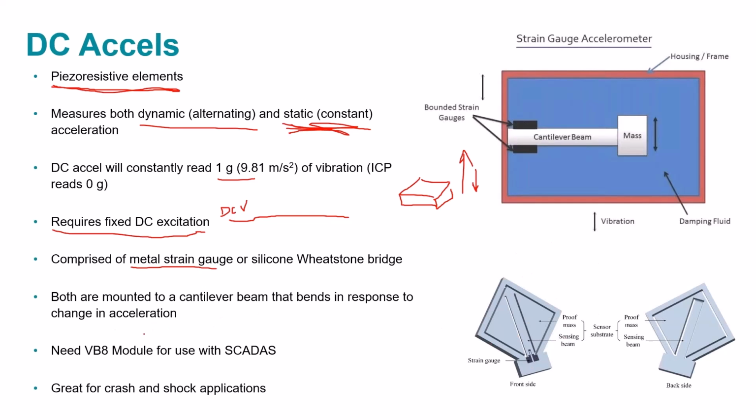If you're going to use this with a SCADAS, we have a VB8 module. This is really good for crash and shock applications. It's good because it's very steady. There's not a lot of internal components that can be damaged. And also, like I said, it has both that dynamic and that static component. They're not that much more difficult to connect to a system because we have DC coupling built into the SCADAS system.